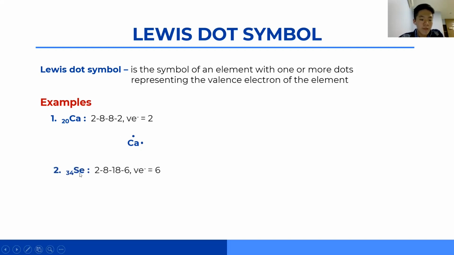For number 2, we have selenium. We know that selenium has an atomic number of 34, and the Bohr's model of 34 is 2, 8, 18, 6. So the valence electron is the electron in the last shell, which is 6. So there are 6 dots surrounding selenium.